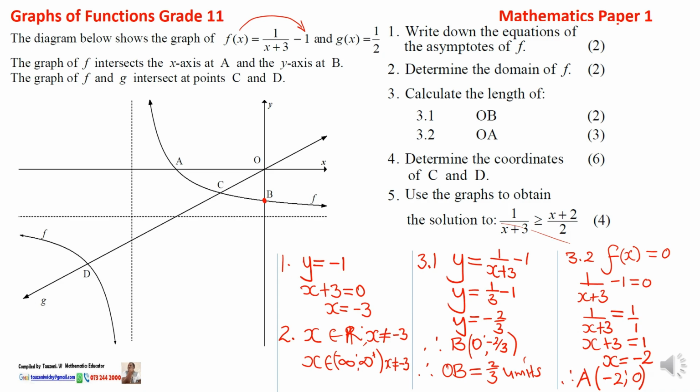That answers our question. We have answered question 1. We have answered question 2. We also have answered question 3. So OB, let me just write here, is equal to 2 over 3 units, and OA is equal to 2 units.